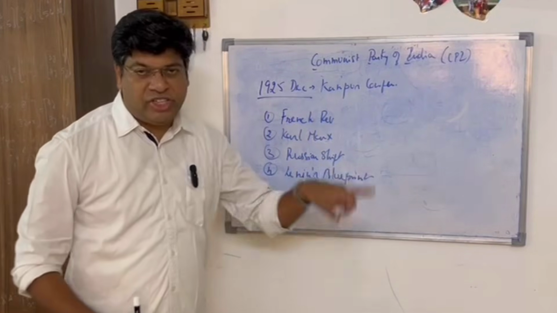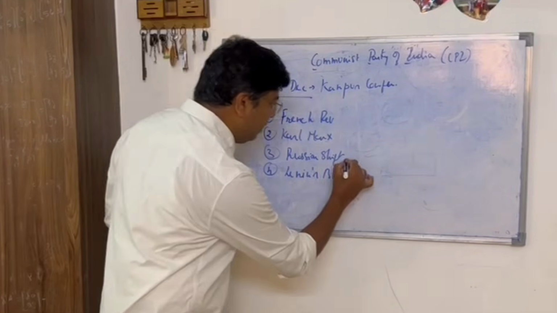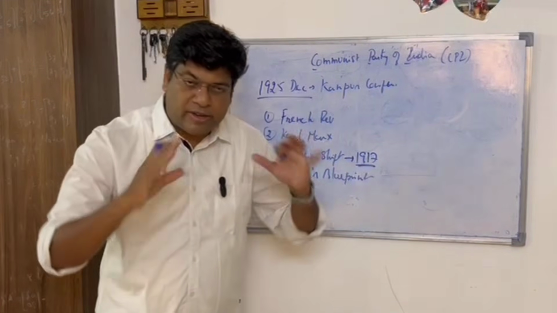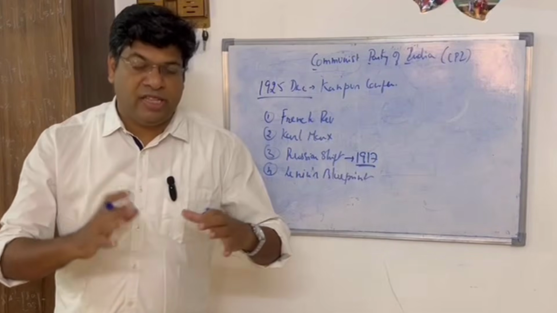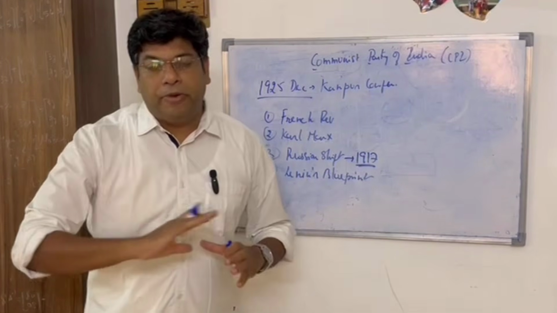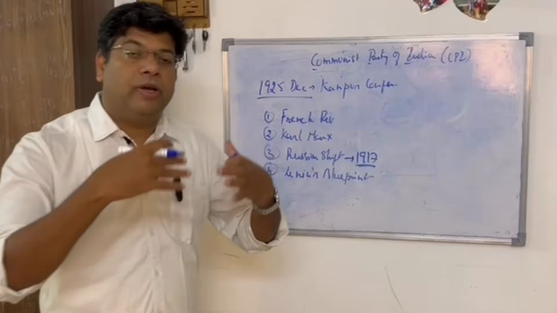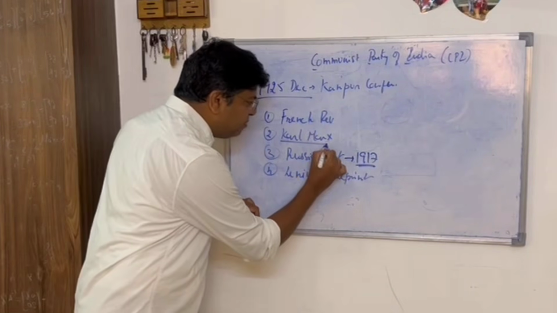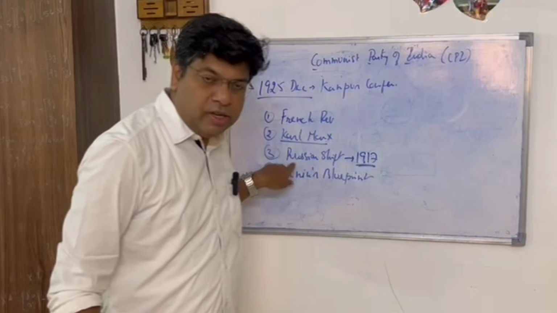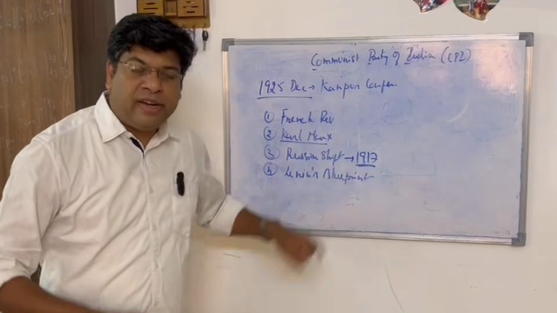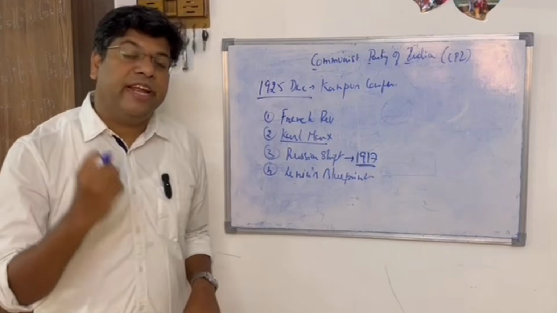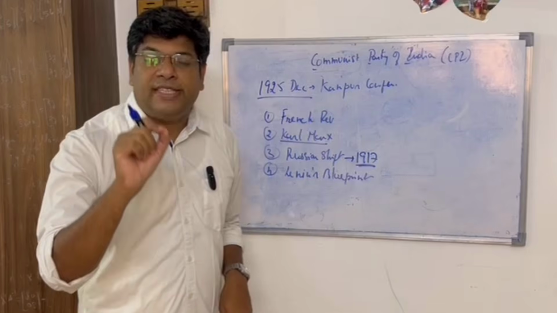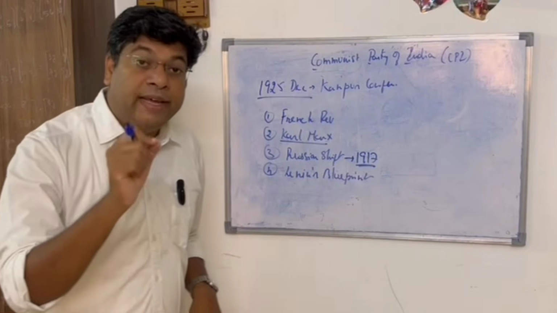And the third one is the Russian Revolution or the Bolshevik Revolution, which happened in the year 1917. In 1917, there was a big revolution in Russia, and the czars were removed, and there was a formation of a communist government. But there was a major difference between Karl Marx's prediction and the Russian shift. Karl Marx predicted communism can prevail only in an industrialized economy, but the Russian shift showed that communism can happen in an agrarian economy as well.